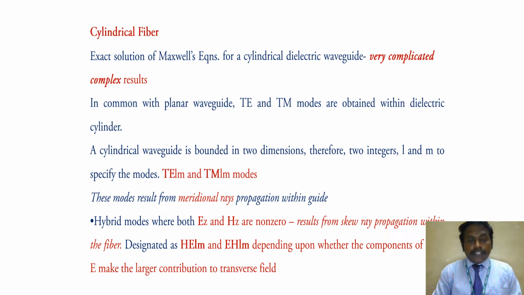Okay, then these modes result from the meridional ray propagation within the guide, that is within the optical fiber. So hybrid modes, where both Ez and Hz are non-zero, result from skew ray propagation within the fiber. So this can be designated by HE-LM and EH-LM. So LM is a suffix to represent the mode, depending upon whether the components of the electric field and the magnetic field make a larger contribution to the transverse field.